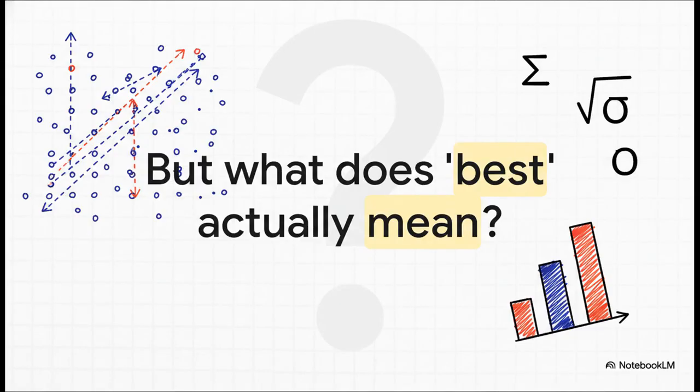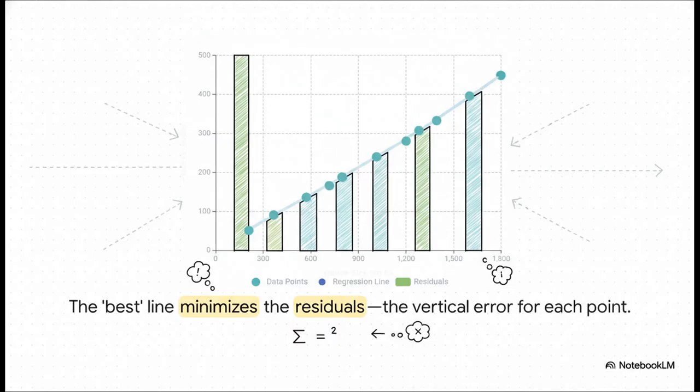But wait a second. Best? What does best even mean? I mean, that sounds kind of subjective, right? But for a computer, for math, we need a rock-solid, precise definition. So how in the world do you measure if one line is better than another one? Well, we figure out what's best by measuring what's wrong.